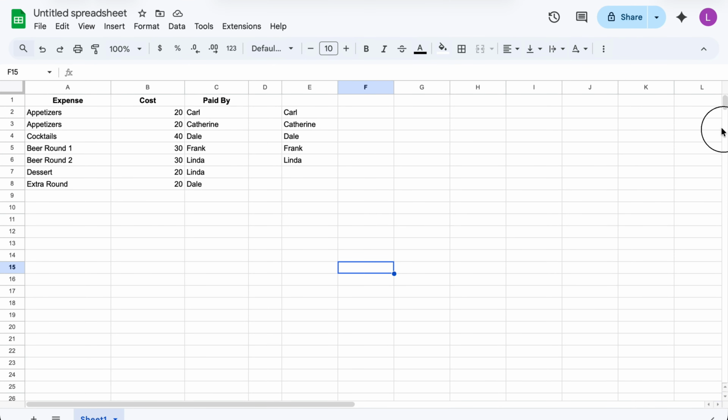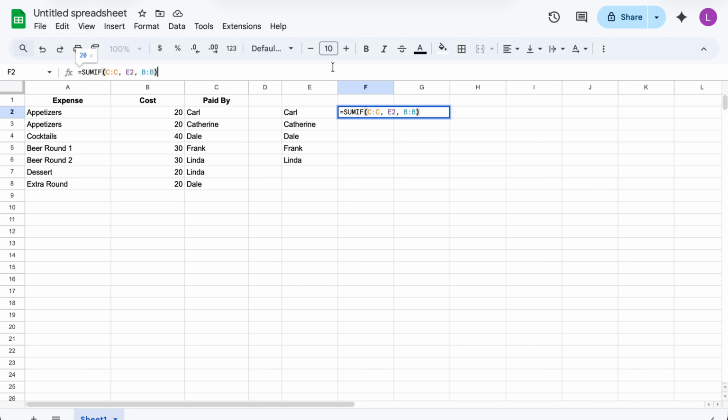Today we're building a simple group expense tracker. Let's say you went out to dinner with friends. You have column A, expense, column B, cost, column C, who paid. Now we want to answer two questions. How much did each person actually pay? How much do they owe to make everything even?